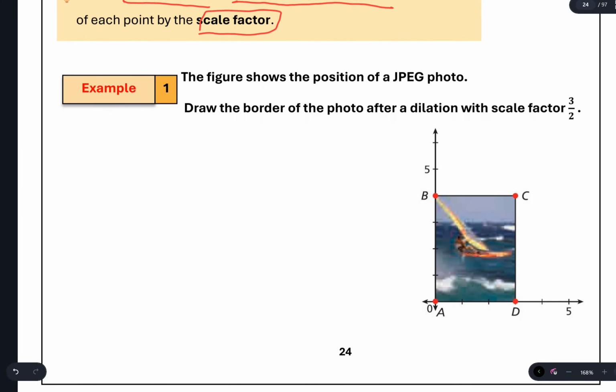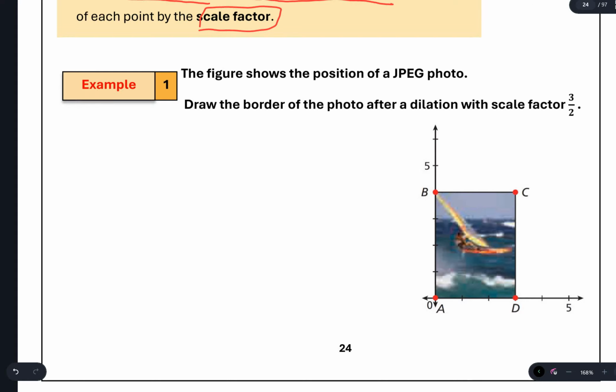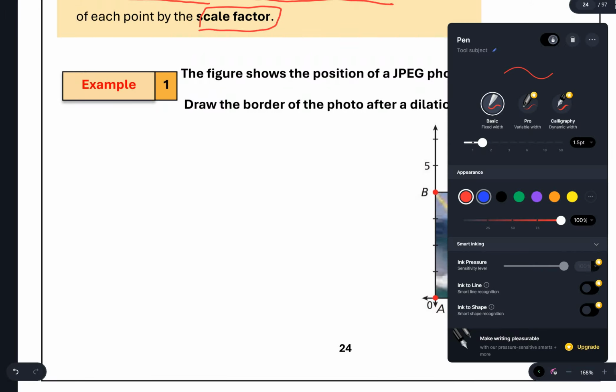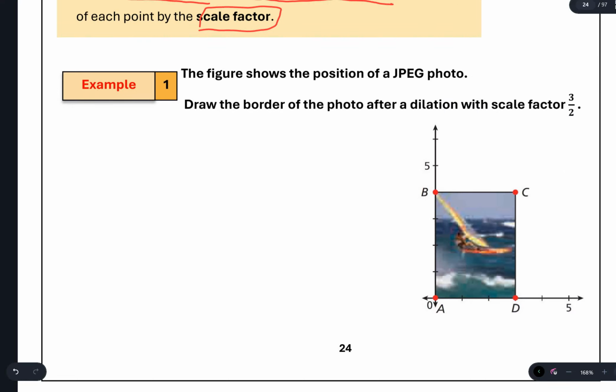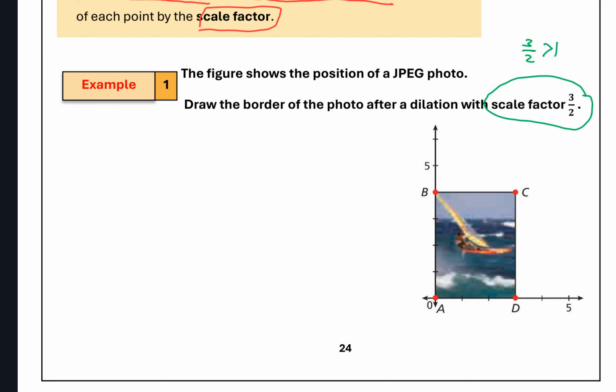We have the first example. In this photo that you see, the question is asking to draw the border of the photo after dilation with a scale factor of 3/2. First of all, students, before solving the question, the scale factor is very important, which is how much? 3/2. And we all know 3/2 is greater than 1, right? So we assume that the graph is going to be enlarged before solving.